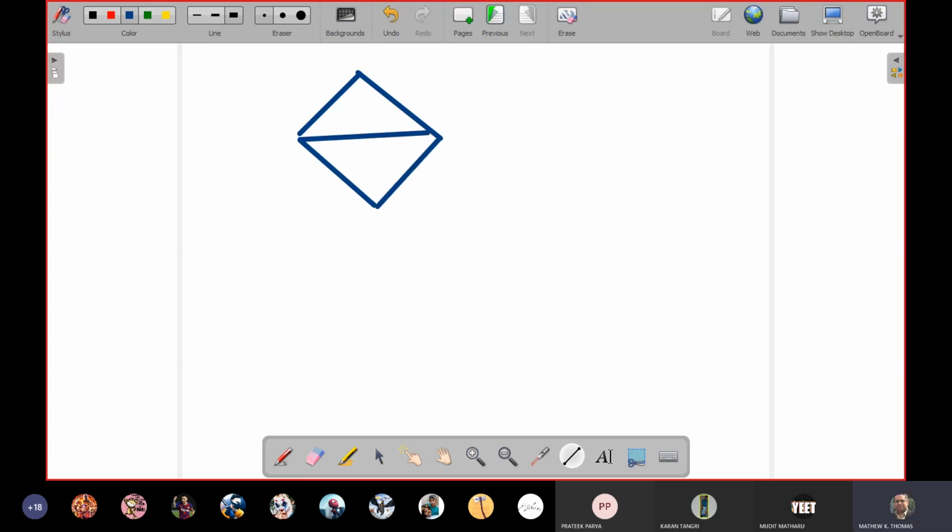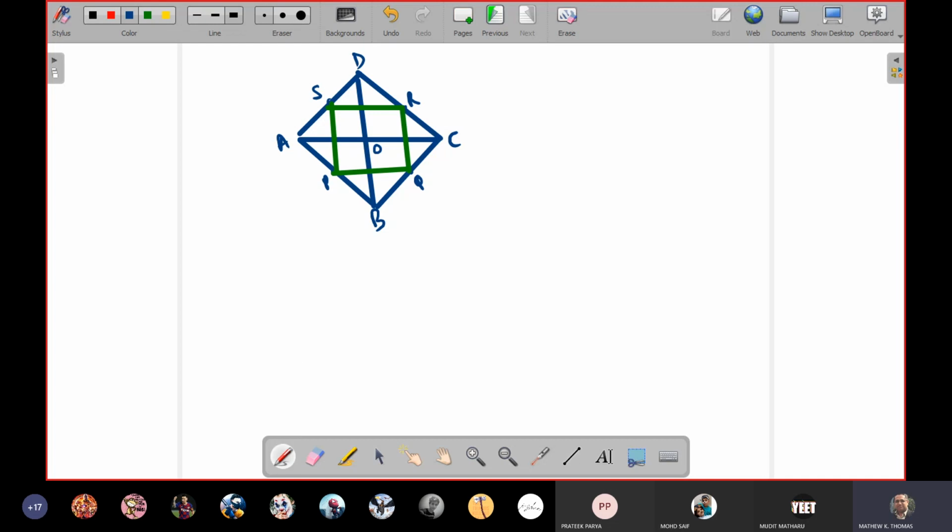This is our rhombus. Diagonals of our rhombus are going to intersect each other at 90. Okay, so ABCD is a rhombus. This is what is given to us. P, Q, R, S are the midpoints. So I'm going to join P, Q, R, S. Now the question is, when I join the midpoints, prove that the figure being formed is a rectangle.